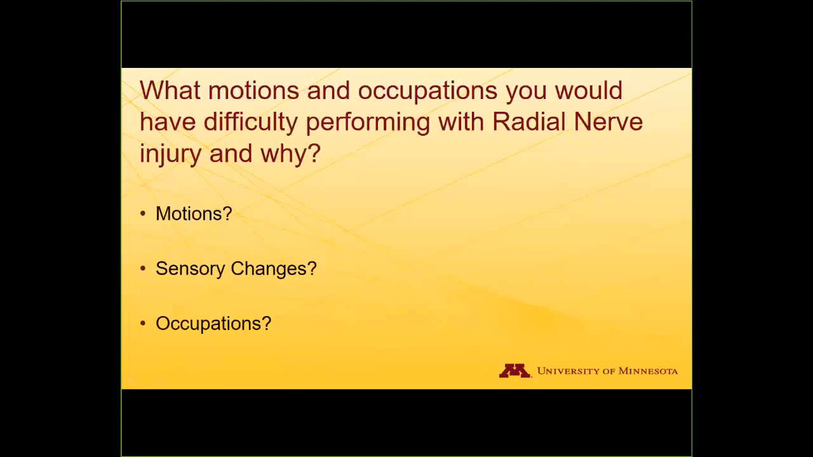So this is kind of like beating a dead horse, but I think it's good to review again. Let's say with a high radial nerve injury, what motions would we expect a person to have? So a radial nerve injury up here, right, before it enters the elbow. What sort of motions would be weak as a result of an injury like that?